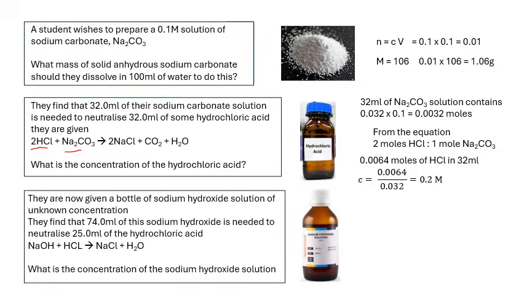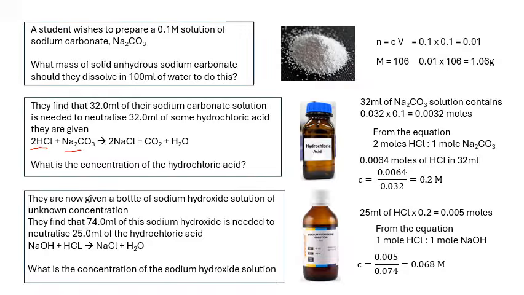There's more. They are now given a bottle of sodium hydroxide solution of unknown concentration. And they find that 74 milliliters of this sodium hydroxide solution is needed to neutralize 25 milliliters of the hydrochloric acid. What is the concentration of the sodium hydroxide? Have a go yourself, see if you can work it out.